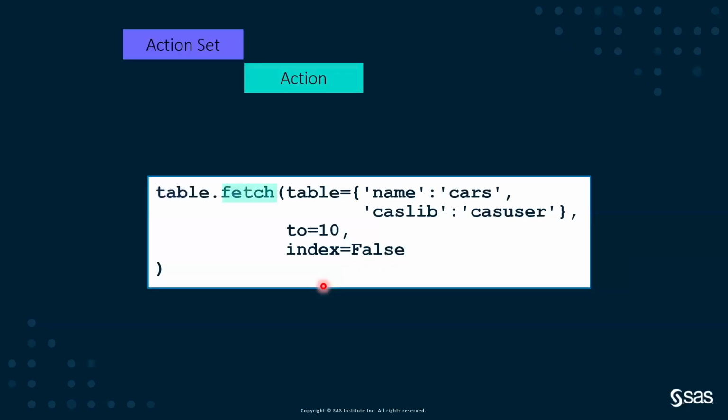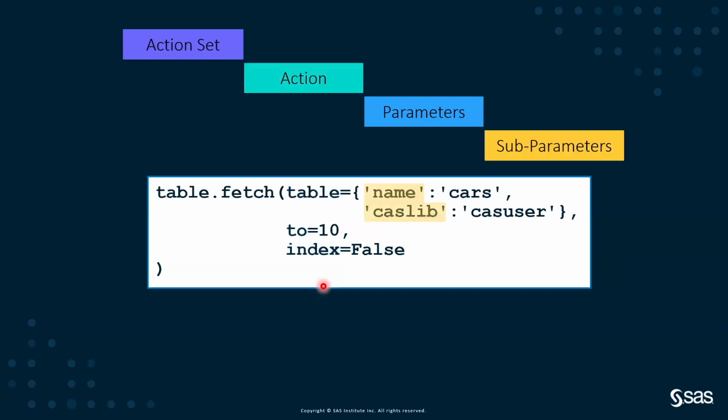So you have an action set, you have an action of fetch, you have parameters within that action, and there is a whole entire help documentation available on our SAS documentation page, which if you wish, you can explore to learn more. And then there are subparameters. So this is typically how the CAS language, actions and action sets would look.